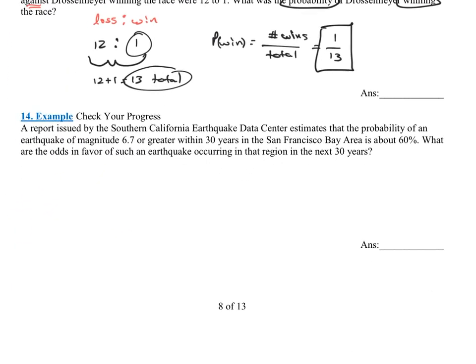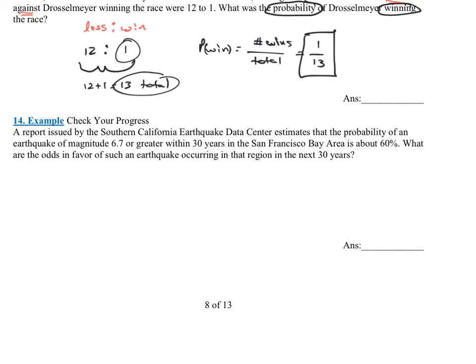The next example says, a report issued by Southern California Earthquake Data Center estimates the probability of an earthquake at a magnitude 6.7 or greater within 30 years in San Francisco Bay Area is about 60%. What are the odds in favor of such an earthquake occurring in the region in the next 30 years? Well, if the probability of an earthquake is 60%, remember that 60% is 60 over 100, or we could simplify that as 3/5 would be the simplified version.